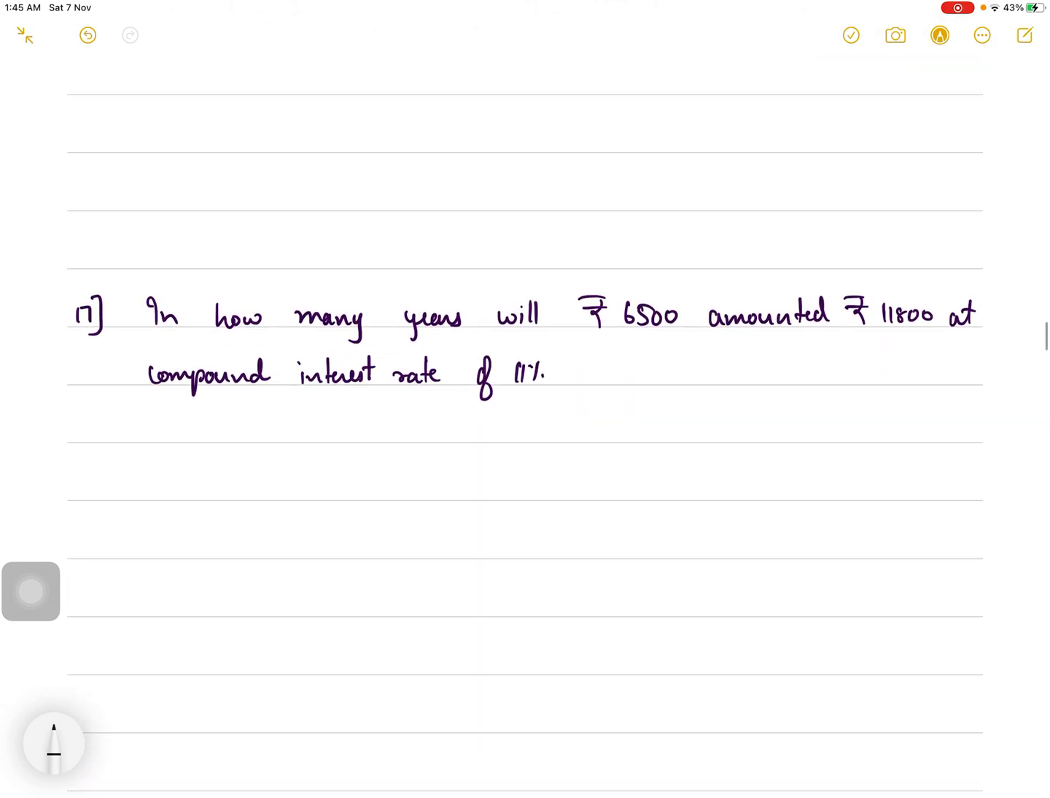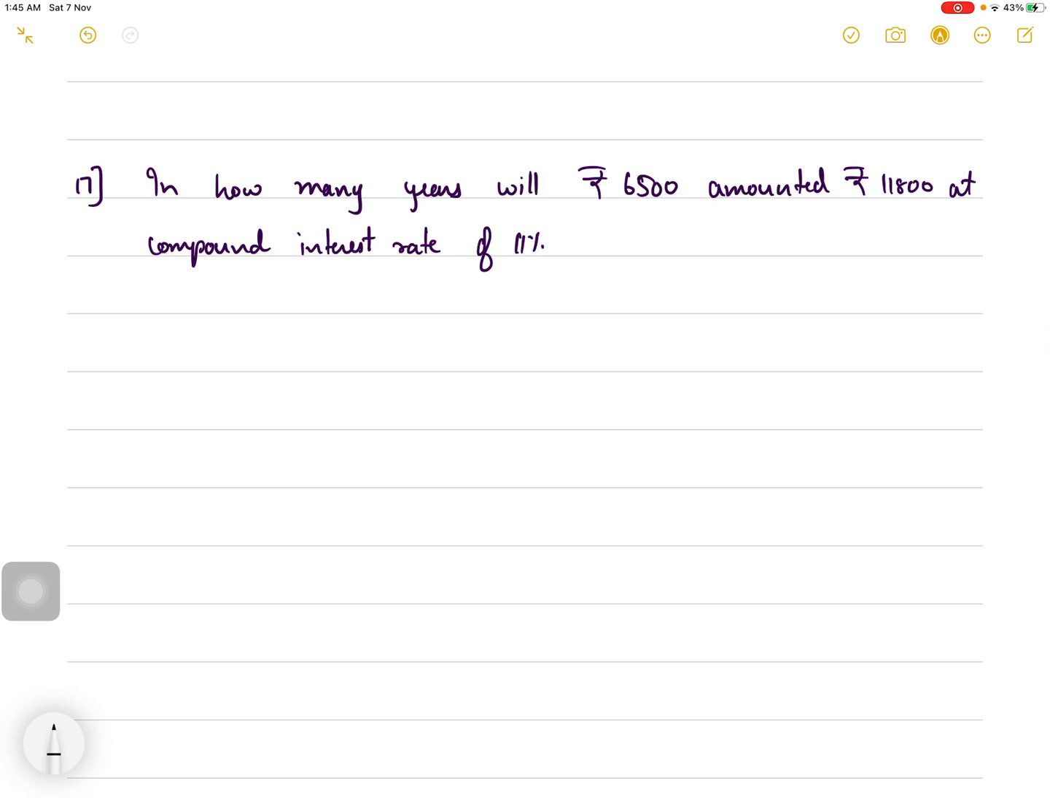Okay, let's see the next problem. In how many years will rupees 6,500 amount to 11,800? Okay, in how many years will 6,500 become 11,800? That means 6,500 is the principal and 11,800 is the amount. You have to find the number of years. In how many years from 6,500 it will become 11,800. So you have to find out N.